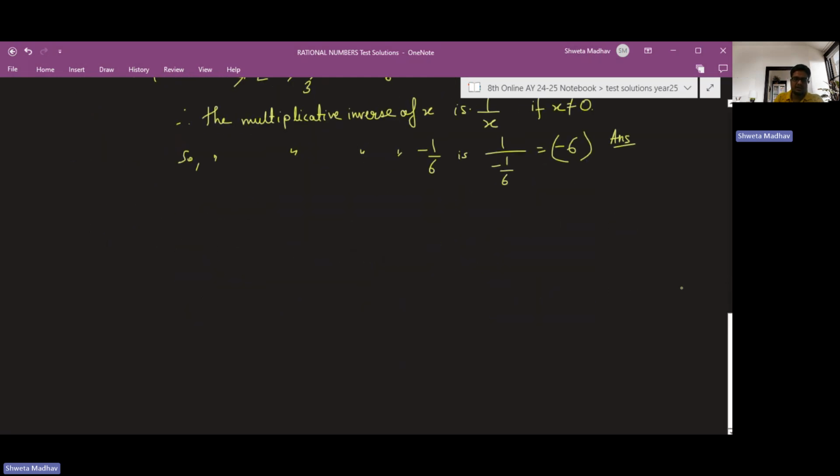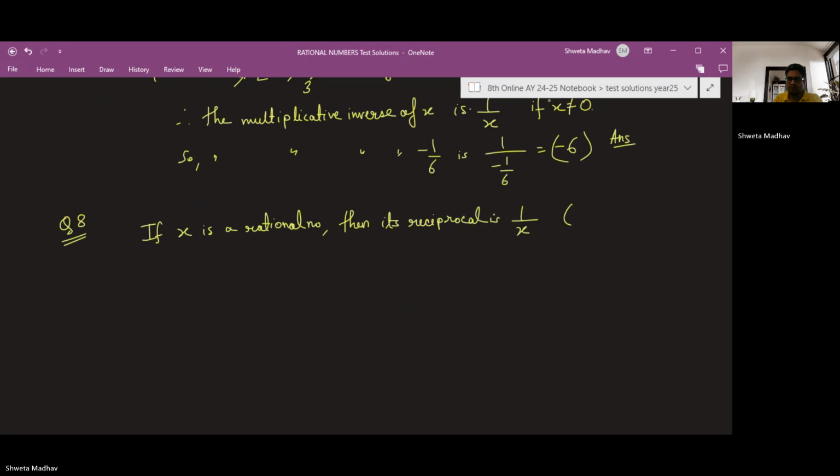And then in question number 8, it has been asked: which of the following is the reciprocal of the reciprocal of a rational number? So if x is a rational number, then its reciprocal is 1/x, provided that x is not equal to 0.